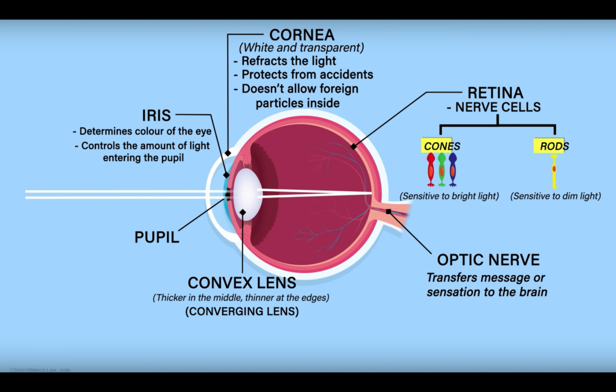Behind the cornea lies the iris, as shown here in blue. It determines the color of our eyes, such as if you have blue eyes or brown eyes. There is a small opening in the middle of the iris where light can enter, called the pupil, as shown here. The iris acts as the shutter of a camera and controls the amount of light that can enter the eye by enlarging or shrinking, and thus adjusting the size of the pupil.